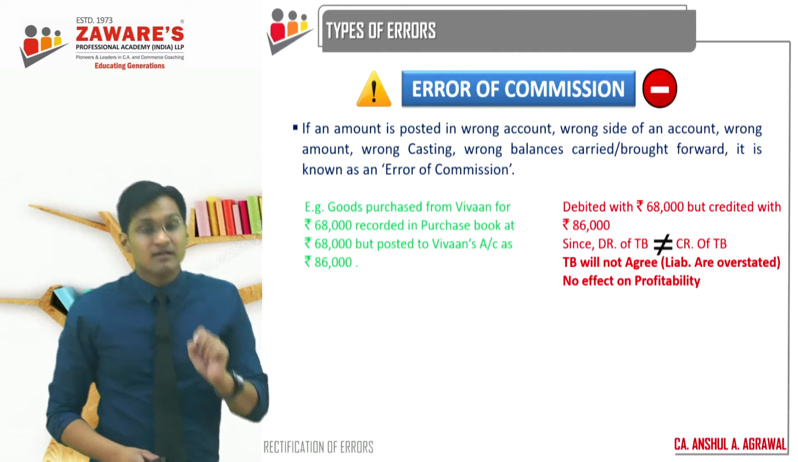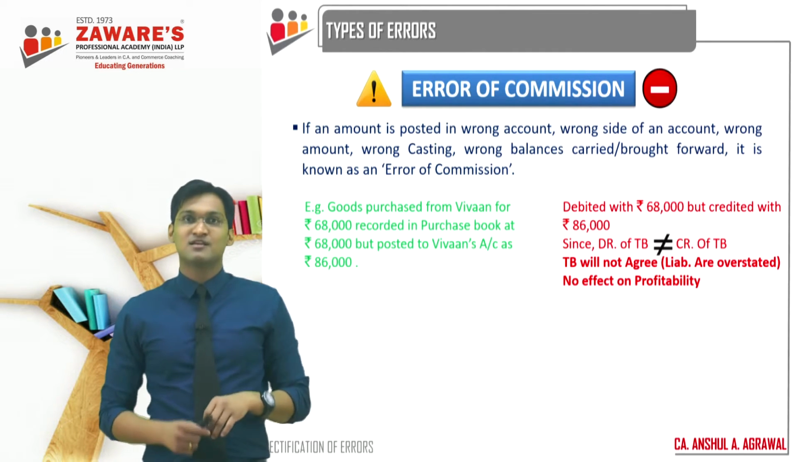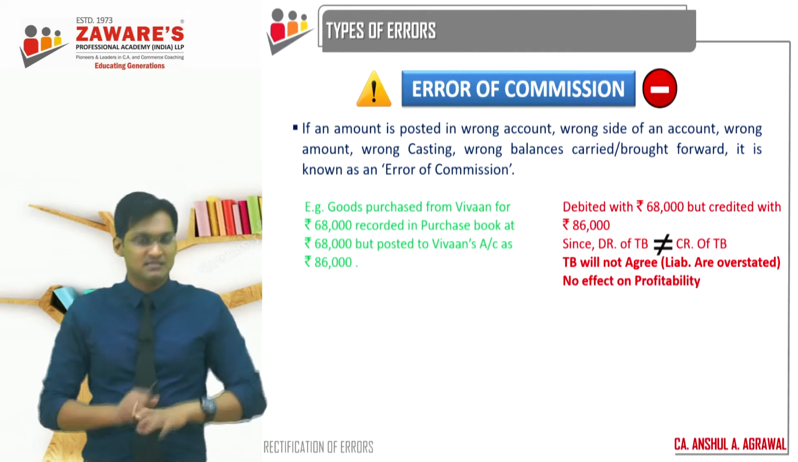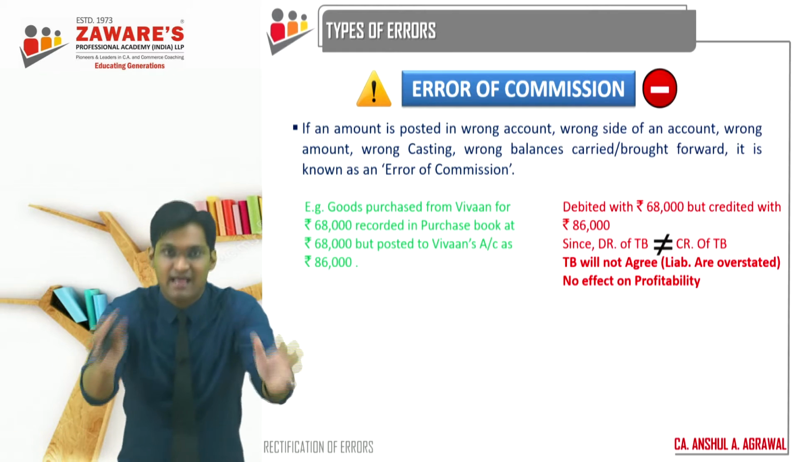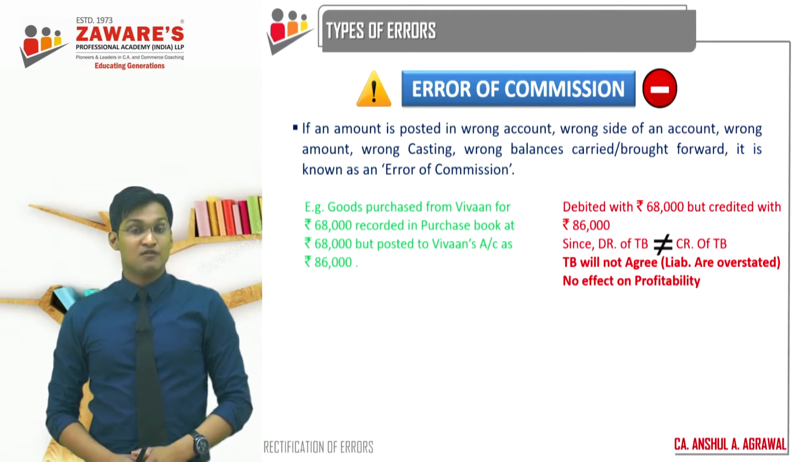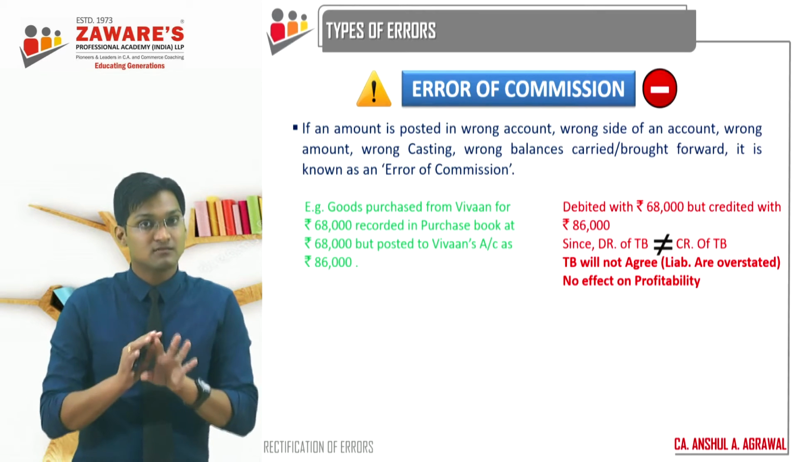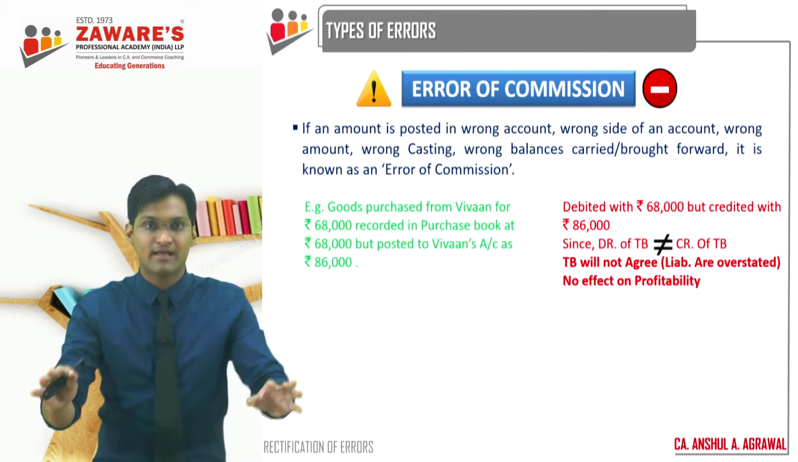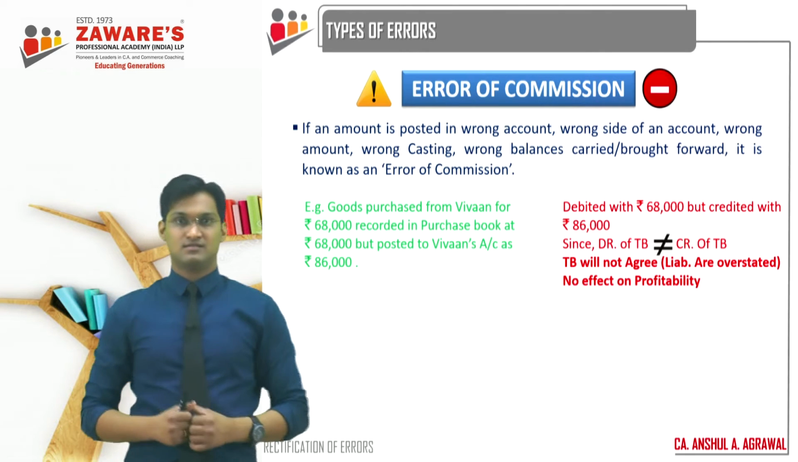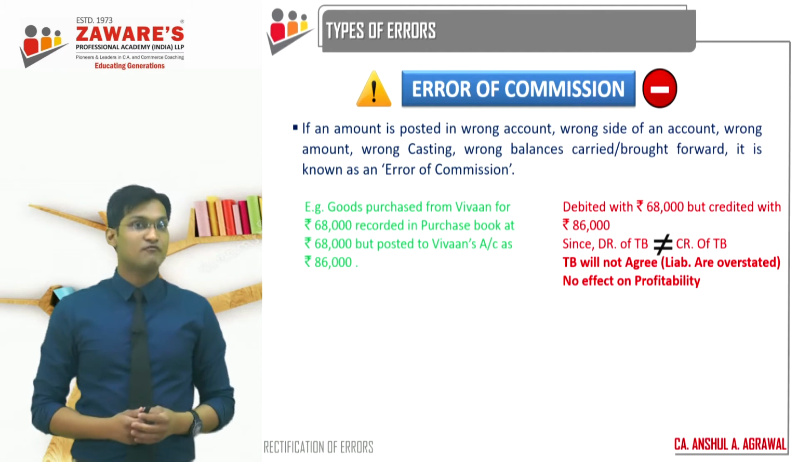Can I say the debit of the trial balance is not equal to the credit of the trial balance, therefore my trial balance will not agree? Correct? We have to analyze the effect on trial balance and profitability. So first, the trial balance will not agree. Why not agree? Debit is not equal to credit. What will be the effects on profitability?